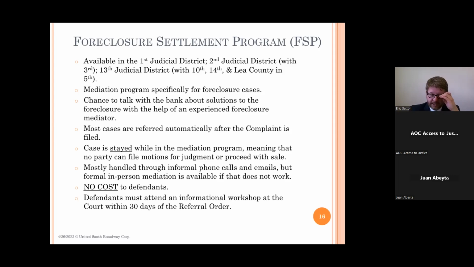And again, if the case is sent to the program, the defendant must attend this informational workshop within 30 days of the date of the referral order that they'll receive in the mail.